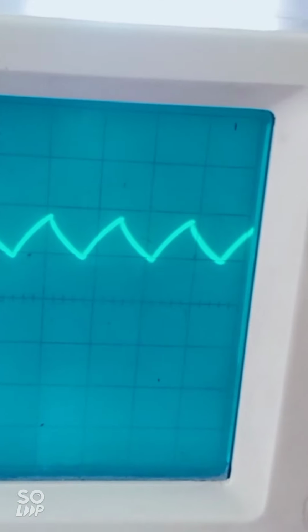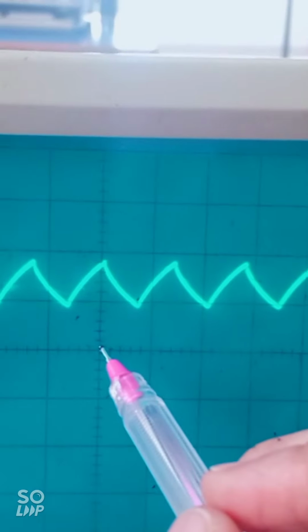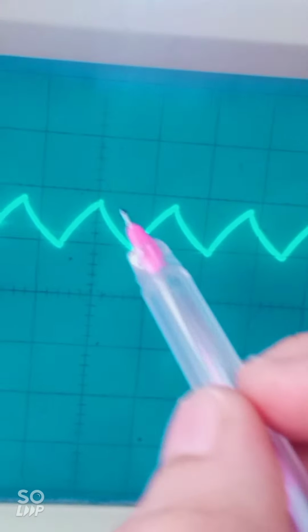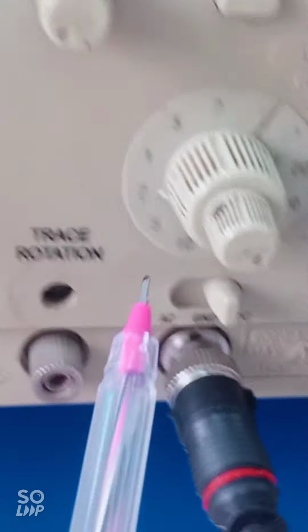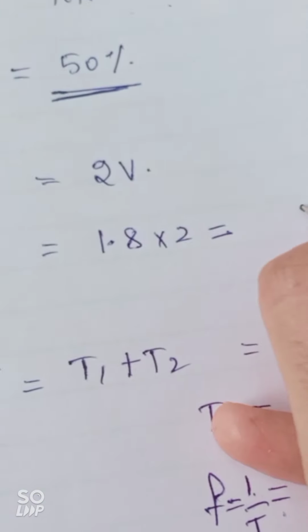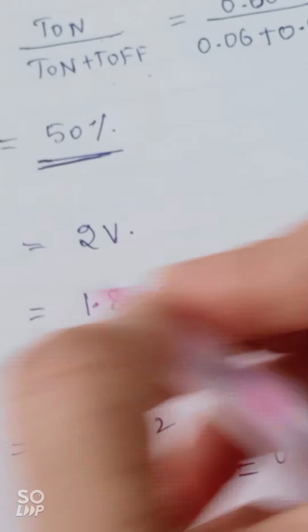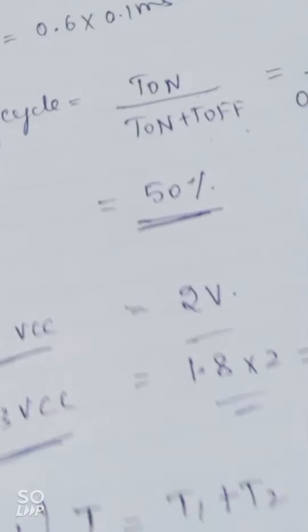Now we need to take 2/3, the peak value. From the ground point to here, it is 1.8 into 2, so 1.8 into 2 is 3.6 volt. So these are the 1/3 VCC value and the 2/3 VCC value.